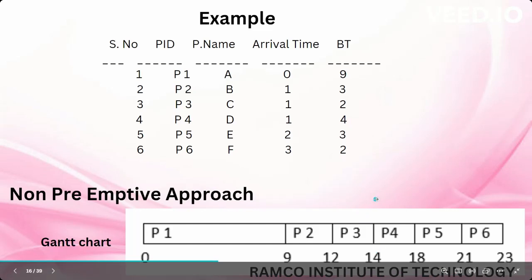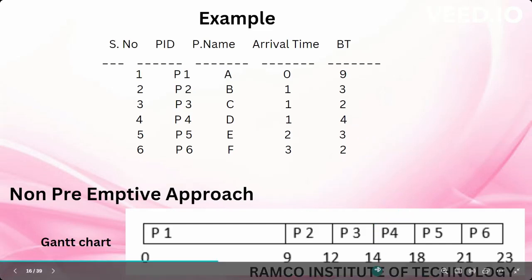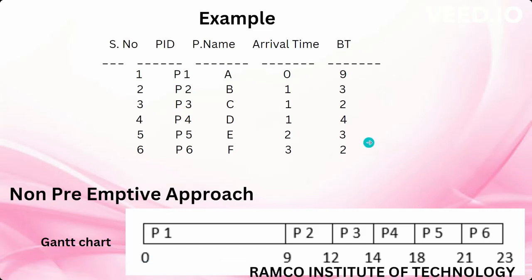After that P4 will come into scheduling. P4 will be executed for the next 4 units of time. The burst time of P4 is 4, so 14 plus 4, the completion time of P4 is 18. The next process will be P5. P5 will be executed for the next 3 units of time, so 18 plus 3, the completion time of P5 is 21. The last process in the list is P6. P6 will be executed for the next 2 units of time, so the completion time of P6 will be 23.